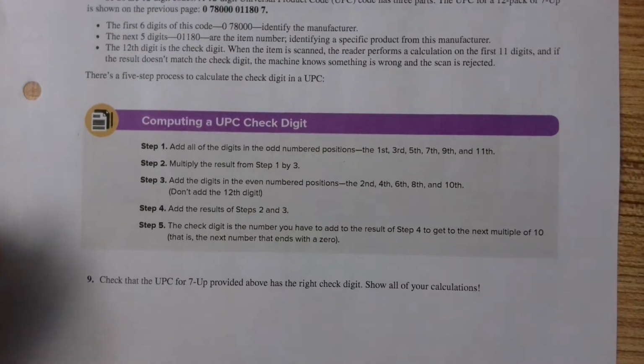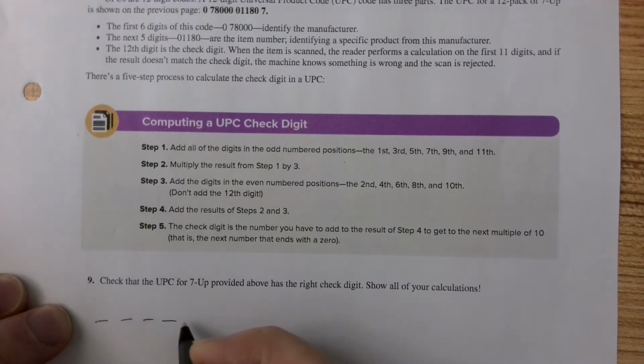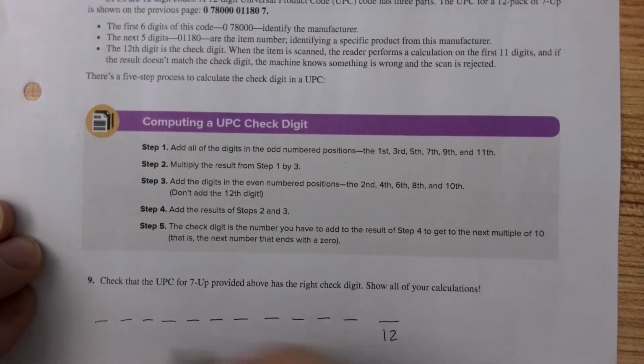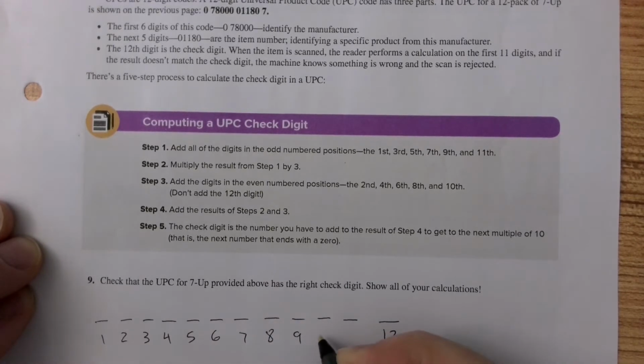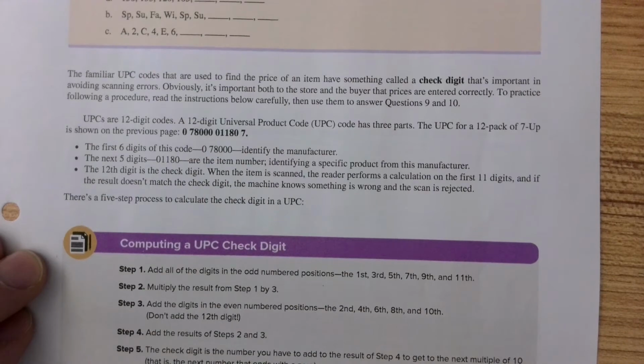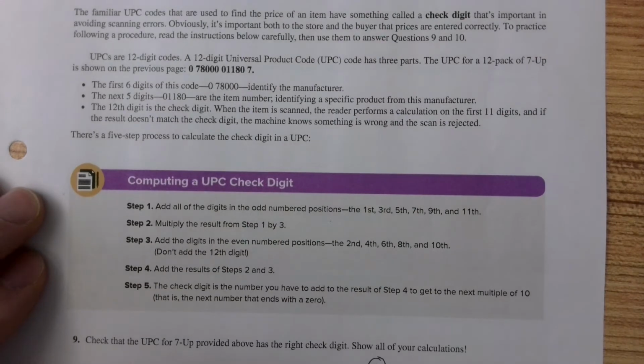So let's do that, and what I'm going to do is write the number out. 1, 2, 3, 4, 5, 6, 7, 8, 9, 10, 11, and this is the 12th one. This is just a helpful way to note the position of each number. So I'm copying this thing here, and we know what this check digit is. Our goal is to get this 7. So here goes: 0, 7, 8, 0, 0, 0, 0, 1, 1, 8, 0.